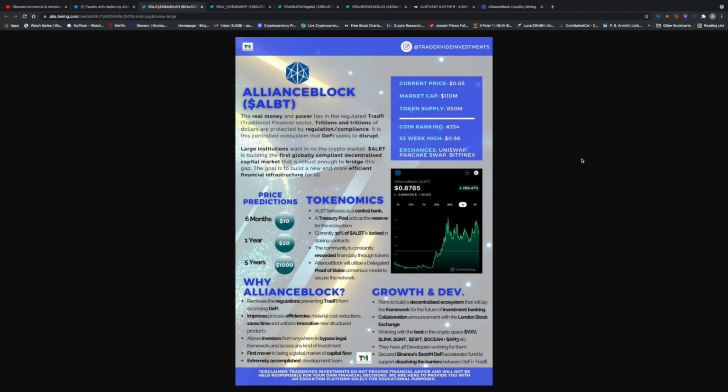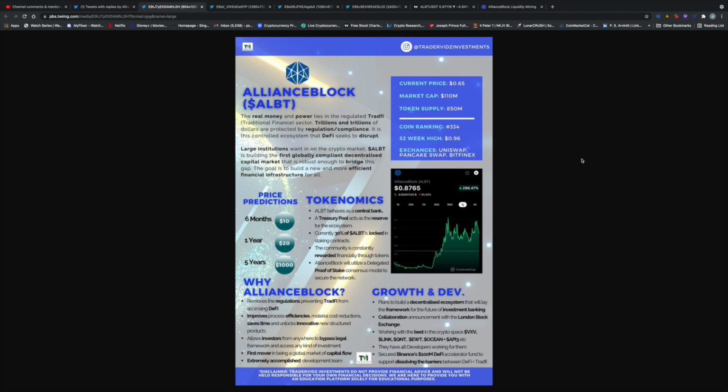Now, what are the tokenomics? ALBT behaves as a central bank. A treasury pool acts as the reserve for the ecosystem. Currently 30% of Alliance Block is locked in staking contracts. So this is what today we'll be having a focus on, and how the community is constantly rewarded financially through these tokens. And also Alliance Block will utilize the delegated proof of stake consensus model to secure the network.